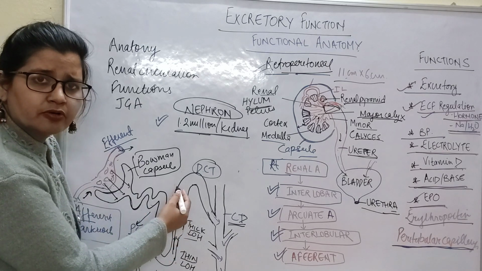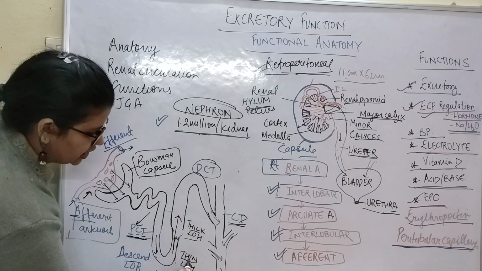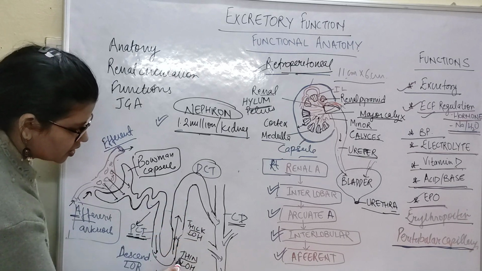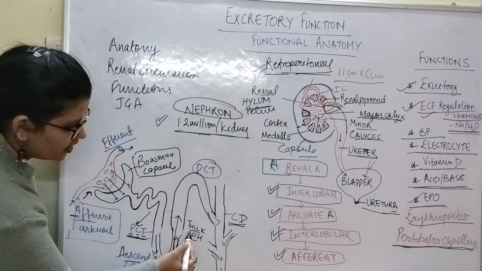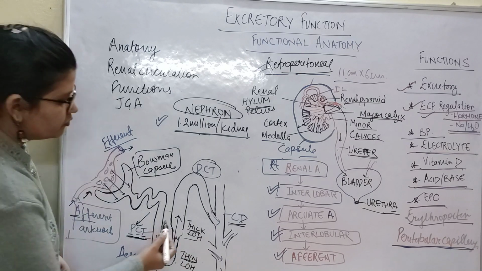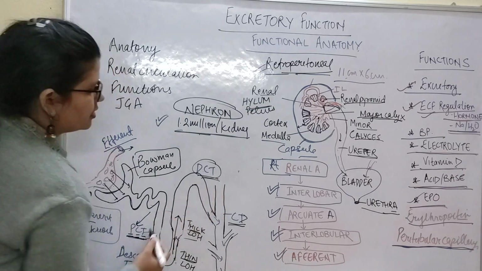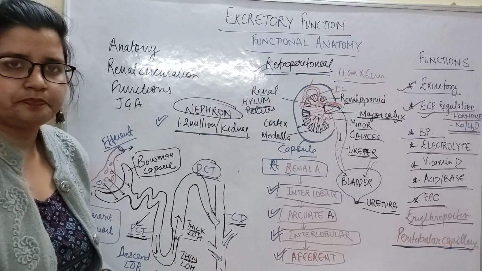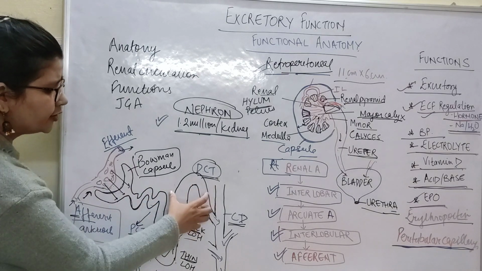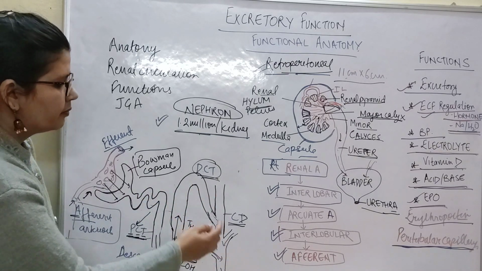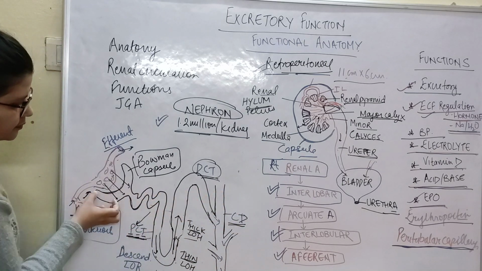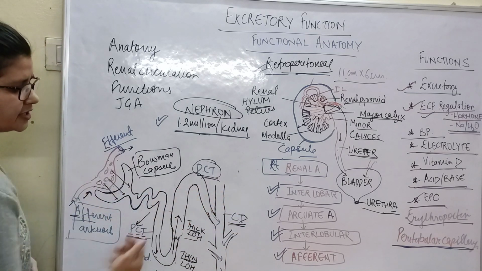Within the ascending loop of Henle, as you can see, there is one thin structure and one thick structure. So this is the thin ascending loop of Henle, this is the thick ascending loop of Henle, which forms the DCT, distal convoluted tubule. Both of these are convoluted tubules, meaning having foldings. But this is distal and this is proximal. That's why it's PCT and DCT.